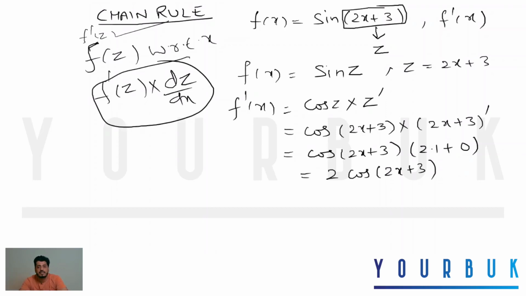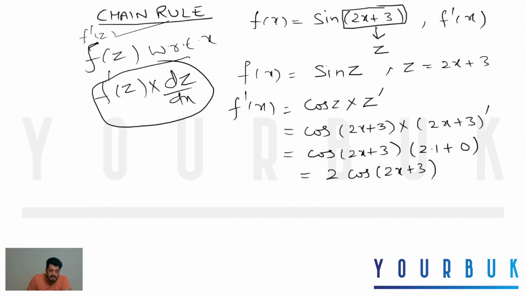That is, if your function is given in terms of the variable z, but the derivative is asked with respect to x, then the chain rule says you just differentiate f of z in the normal case, and then don't forget to multiply by dz by dx. This dz by dx is called the chain, and this is what I have done in this example. Let us see one more example.